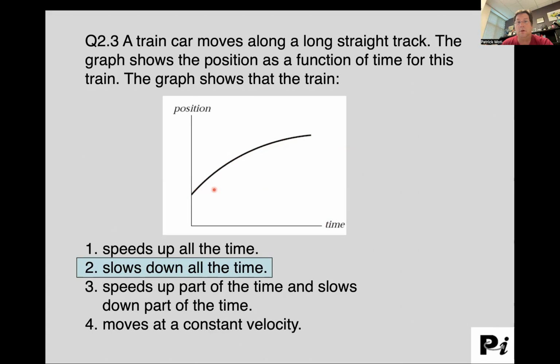And it is not speeding up part of the time and slowing down part of the time. It's only slowing down. If we were moving at constant velocity, then the graph of position versus time would be a straight line. Okay, so it's not that. All right, let's try another one.